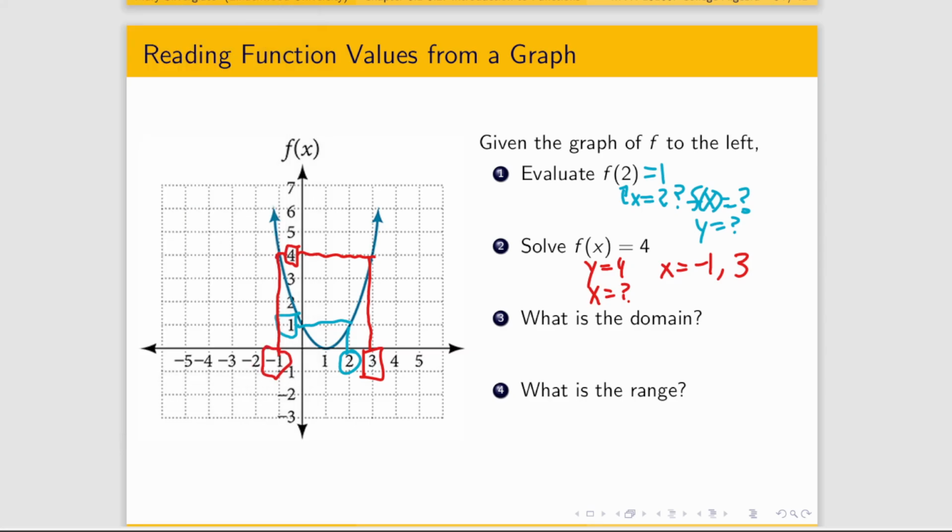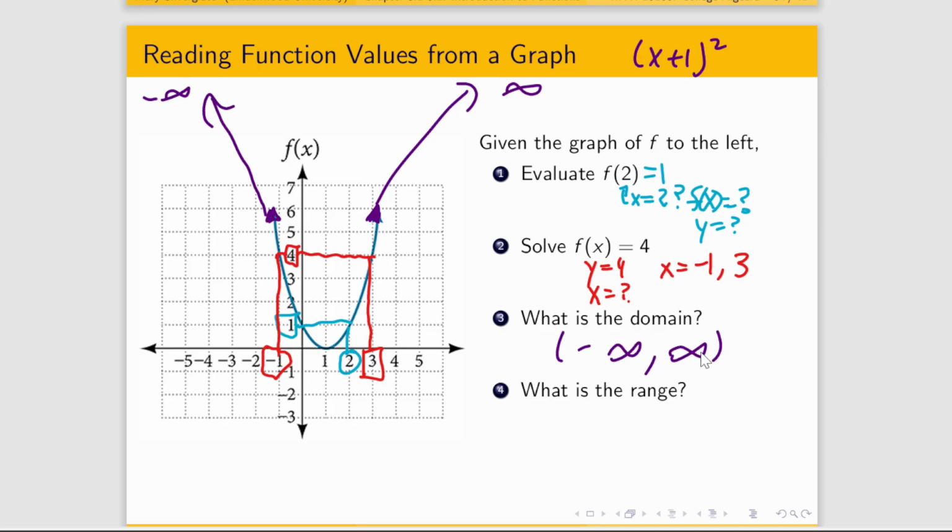If I'm asking about domain, that's asking what values are allowed left to right. And you notice that the arrows keep on going off in both directions. So here, even though it's happening very slowly, I will eventually go all the way to positive infinity, and eventually all the way to negative infinity. This is an example of a quadratic. If I were to actually write the equation, it would be something along the lines of x plus 1 all squared. Any sort of number I'm allowed to plug into there, that's totally fine. So the domain is negative infinity to infinity.